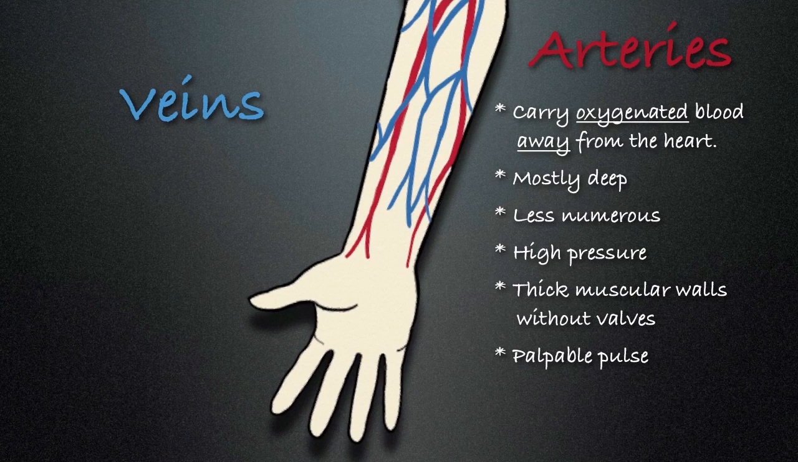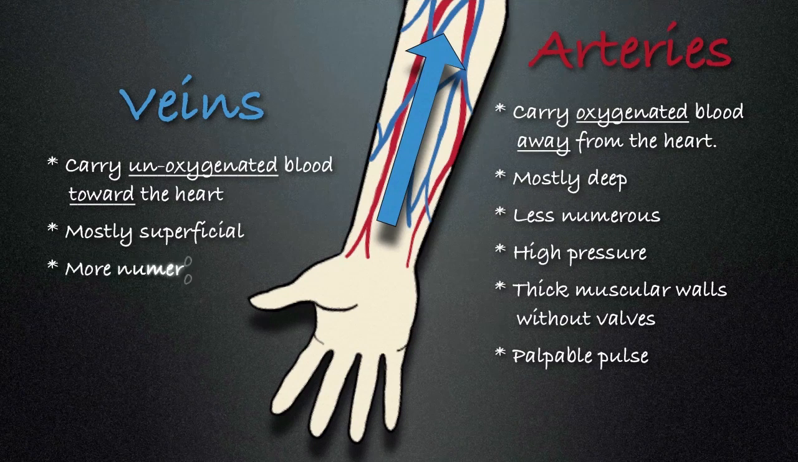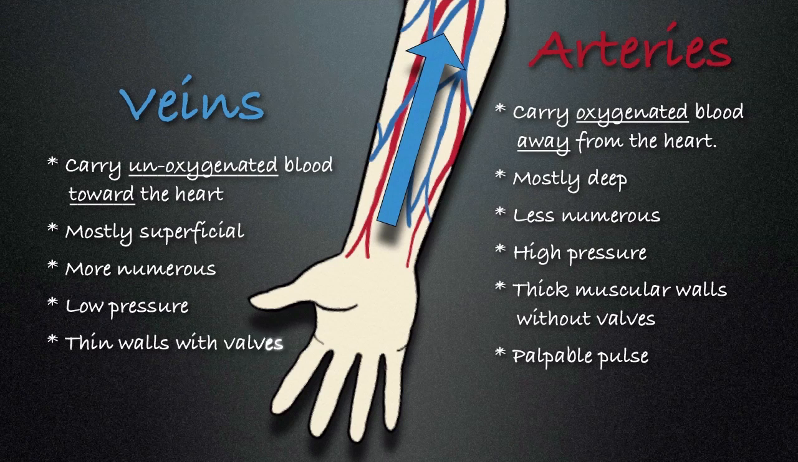Veins are what IVs are started on. They carry unoxygenated blood back to the heart, which is why IV cannulas are inserted in the same direction, following the flow of blood towards the heart. They are located more superficially within the body and are more numerous, so the pressure within them is lower than that within arteries. Their walls are thinner and contain valves to aid in the flow of blood back to the heart.